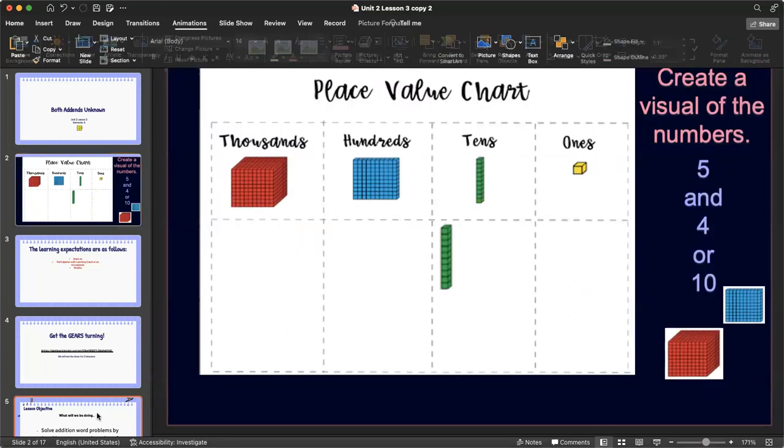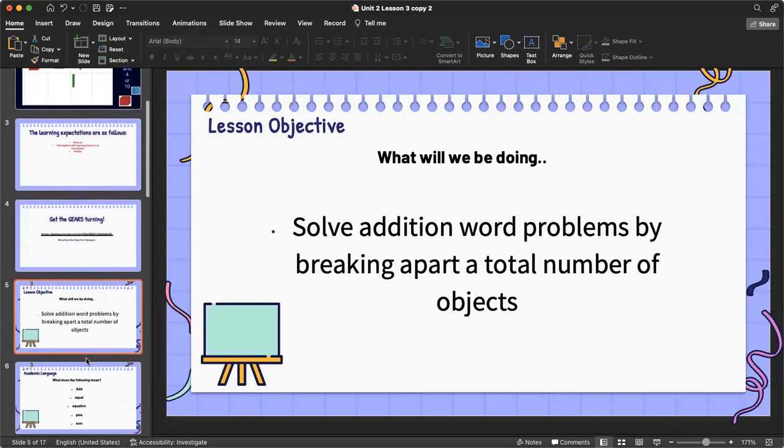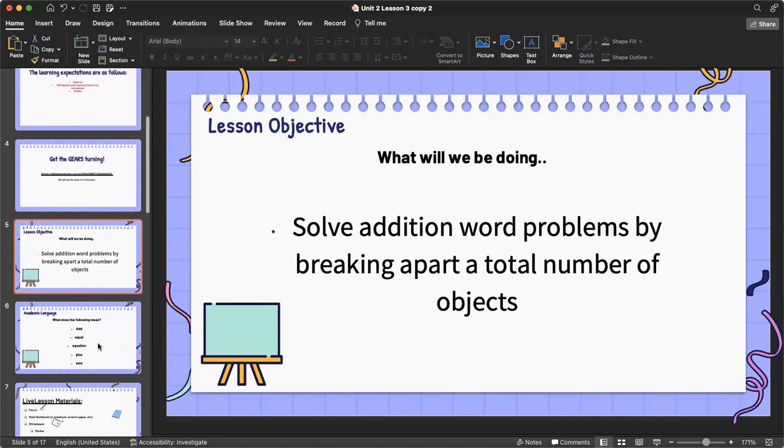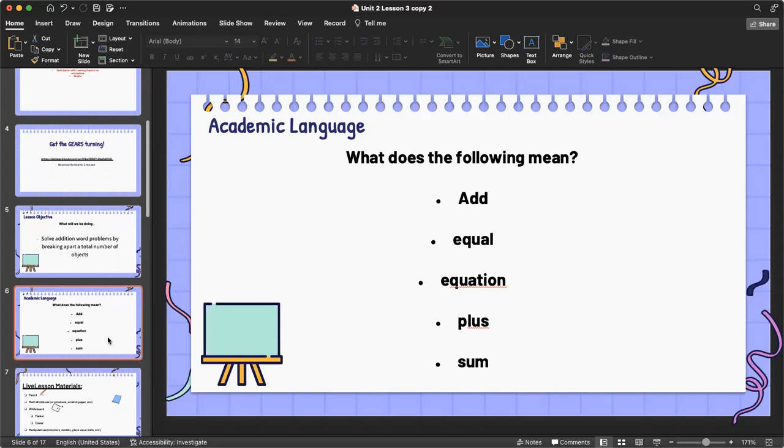Awesome job. So in today's lesson, lesson 3, you're going to be solving addition word problems by breaking apart a total number of objects. So essentially, you're going to be solving those word problems and figuring out the total of a number of objects. It's pretty straightforward. Here are your words of the day. So these are your academic language and vocabulary.